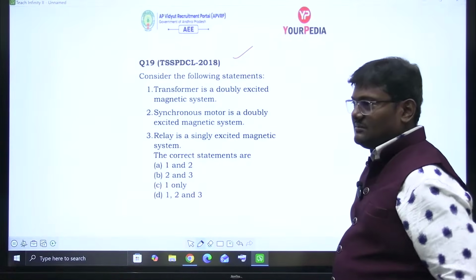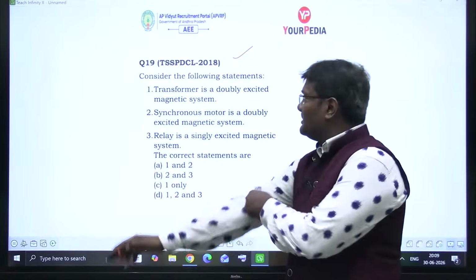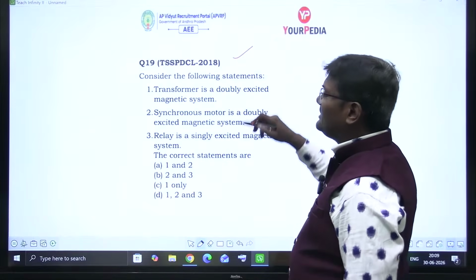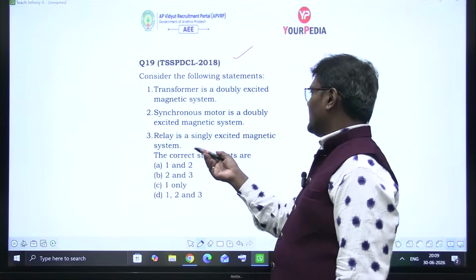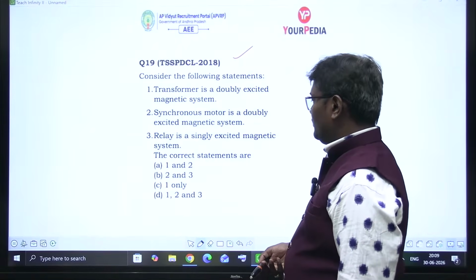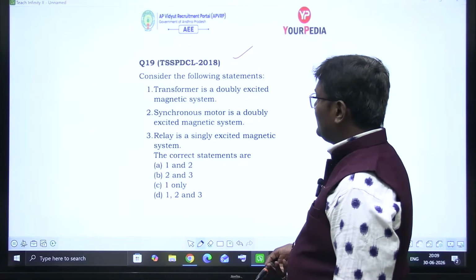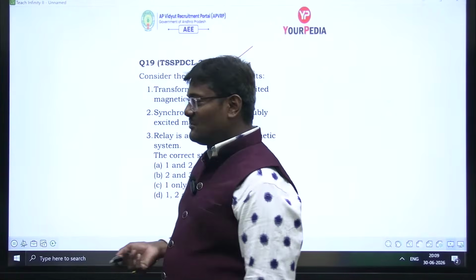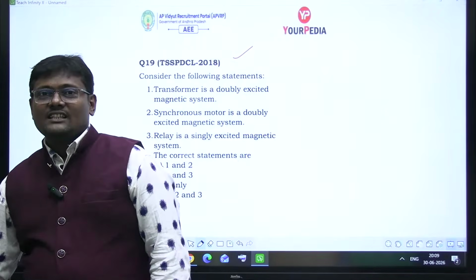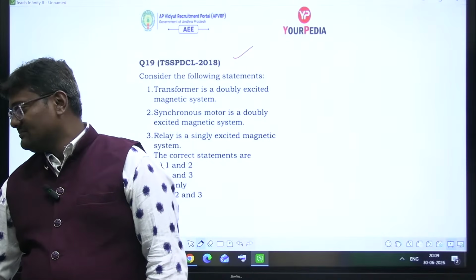Consider the following statements. The transformer is a doubly excited magnetic system. Synchronous motor is doubly excited. Relay is a singly excited system. You think and tell me which one is doubly excited and which one is called the singly excited system.